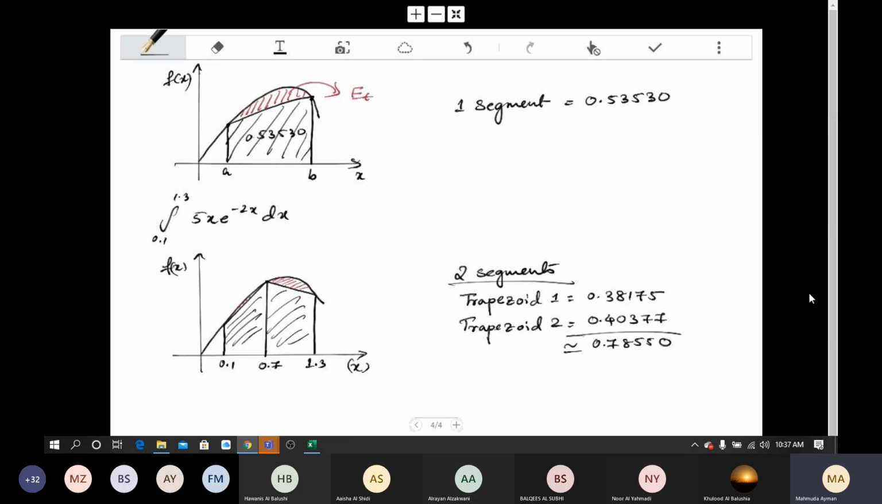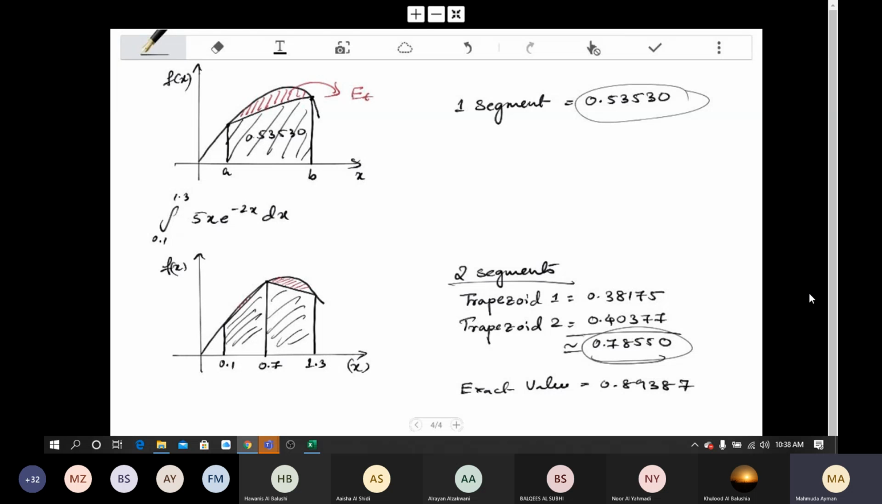Like if you remember again, our exact value for this integral is equal to 0.89387, right? So this value here is closer to the exact value than this one here. So this shows that if you increase the segments, the value that we get for the area under the curve becomes better, right? We can keep making segments, like 3, 4, 10, however many segments we like between 0.1 and 1.3.